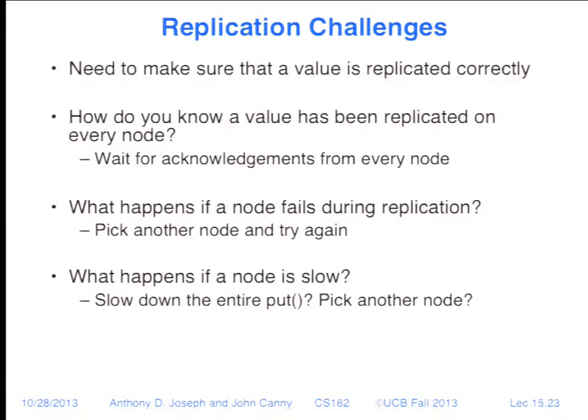It's more complicated if the node is slow. That's going to imply that the put operation that's supposed to create enough replicas is actually going to have to continue until it's got acknowledgments from a certain critical number of nodes.